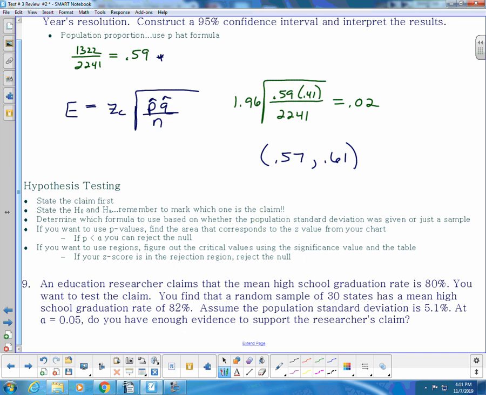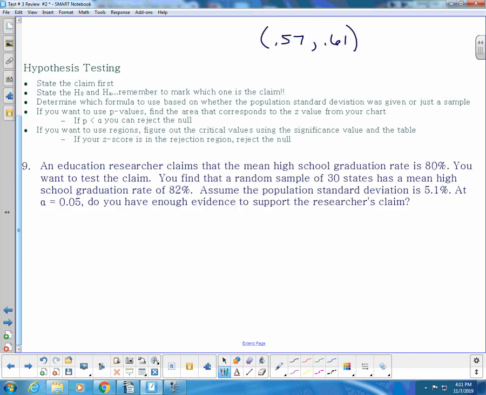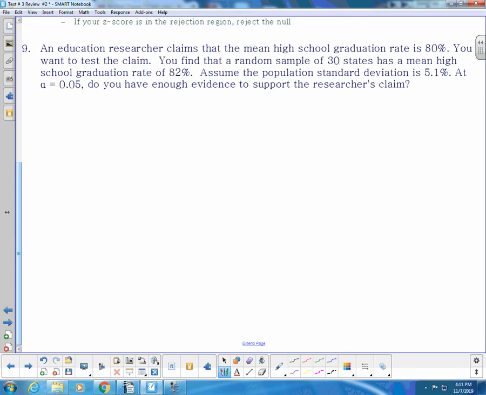If you want to use p-values, find the area that corresponds to the z-value from your chart. If p is less than the alpha, then you can reject the null. If you're going to use the critical regions, figure out the critical values using the significance level in the table. If your z-score is in the rejection region, you reject the null. So a couple different ways you can do this. We'll go ahead and do them both ways just so you see what I'm talking about.